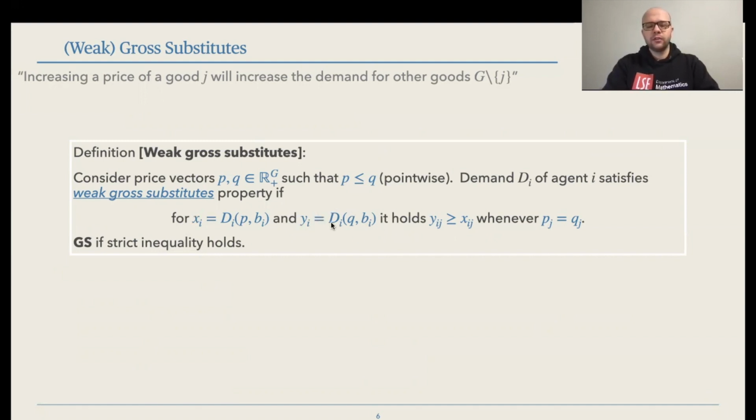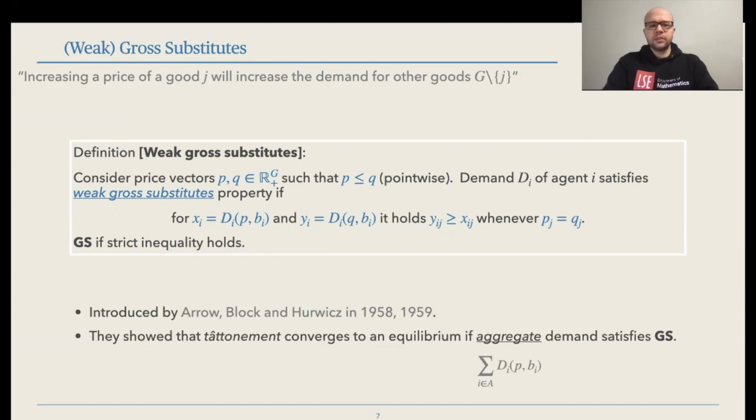respect the following condition, meaning that for all goods j whose price remained the same in p and q, for those goods, the agent can only ask for more than he had at the lower price, meaning that whatever he had of these goods at price p, he also wanted the same at price q, because for this particular good j, the price did not change.